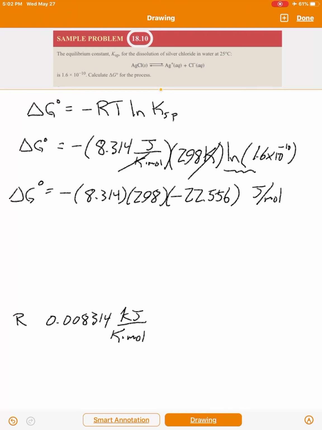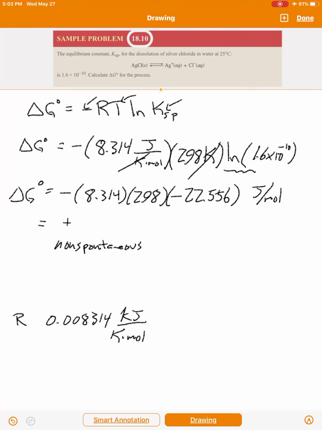Now, if you take a look at these numbers, you're going to get a positive value, right? Because a negative times a negative is positive. So that tells us it's non-spontaneous at this temperature. Now, at a different temperature, it might become spontaneous possibly. Let's see. Well, no, it doesn't look like it would work out because the temperature has to be positive. This negative is in the equation. If KSP is less than 1, we're going to get a positive value for delta G naught. So even at high temperature or low temperature, this appears to be a non-spontaneous process.